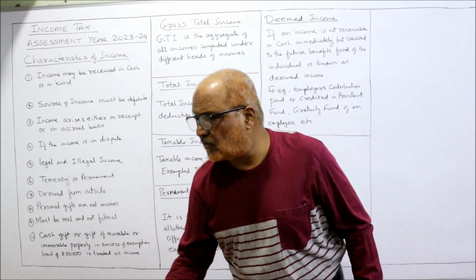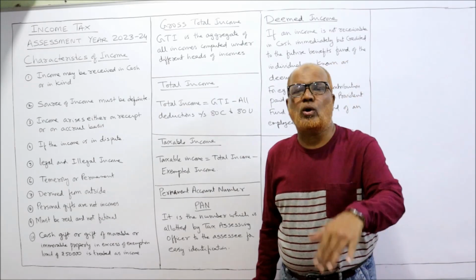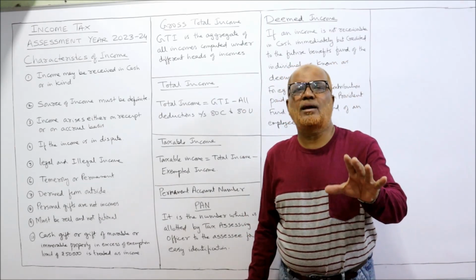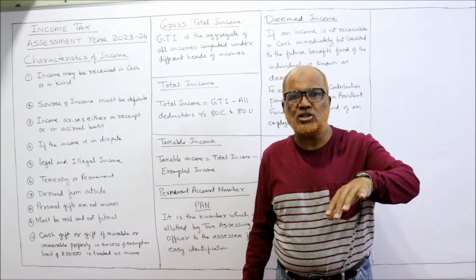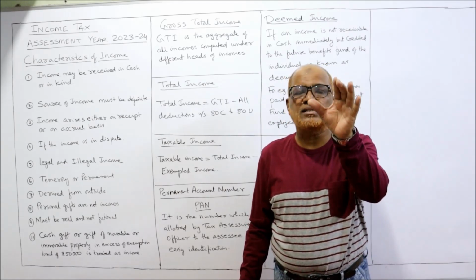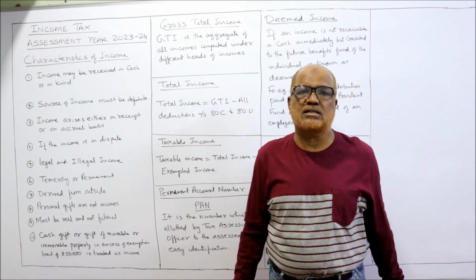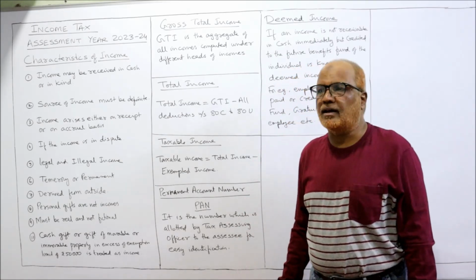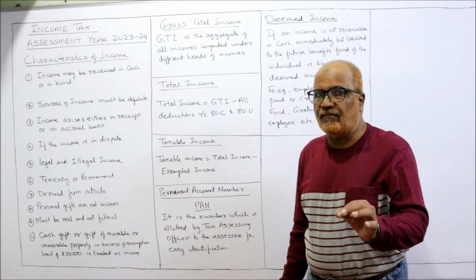So here the characteristics of income are, first, income may be received in cash or in kind. The Income Tax Act says a person may receive income either in cash or in kind. If it is received in kind, then income tax law has given provisions on how to calculate the value of income in kind. Next, the source of income must be definite.